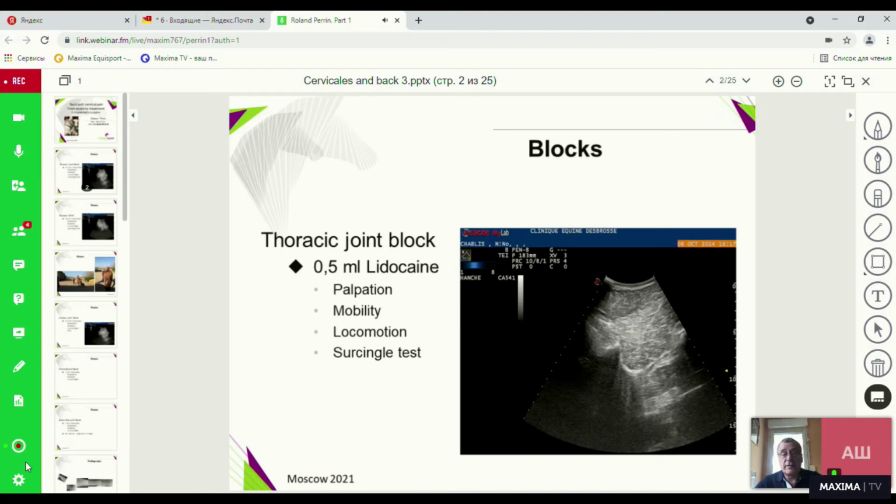So I use more and more the thoracic, the lumbar, all the joint blocks. Okay, this for me is a big evolution since about 10 years.